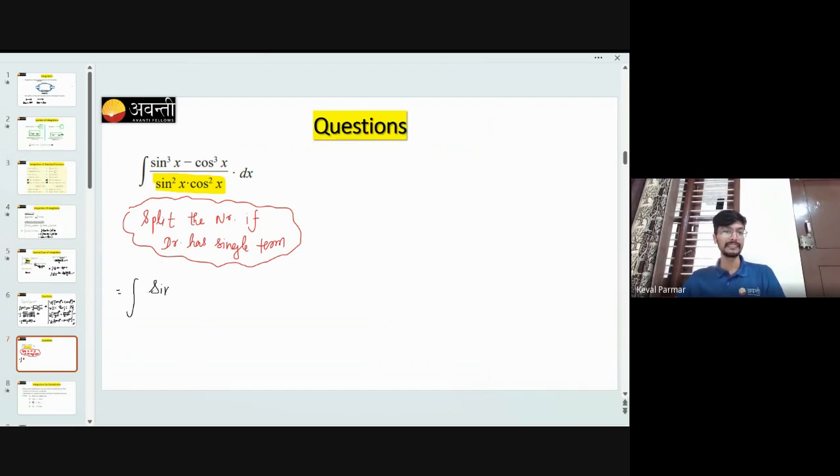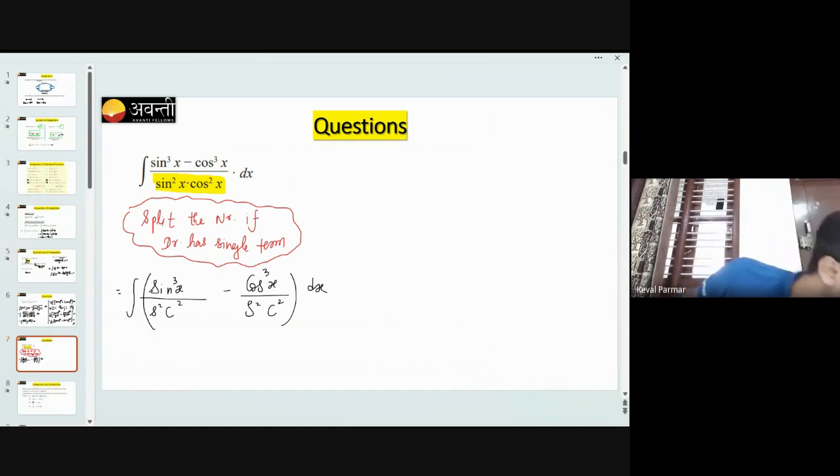What I'm trying to say is I can write sine cube x upon sine square cos square minus cos cube x upon sine square cos square dx. I hope it is clear. So after this, we can use the second rule. What does the second rule say? That in subtraction, integration will get split. Here, sine square will get cancelled and here cos square will get cancelled.